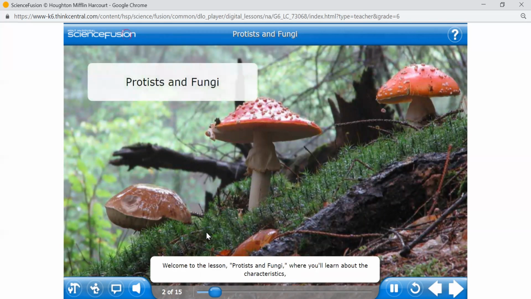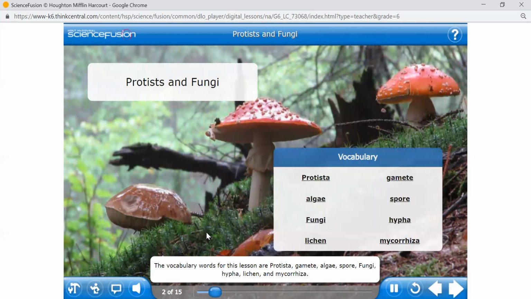Welcome to the lesson, Protists and Fungi, where you'll learn about the characteristics, life processes, growth, and reproduction of the organisms in the kingdoms Protista and Fungi. The vocabulary words for this lesson are Protista, gamete, algae, spore, fungi, hypha, lichen, and mycorrhiza.